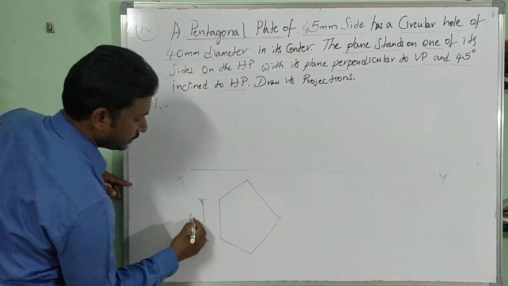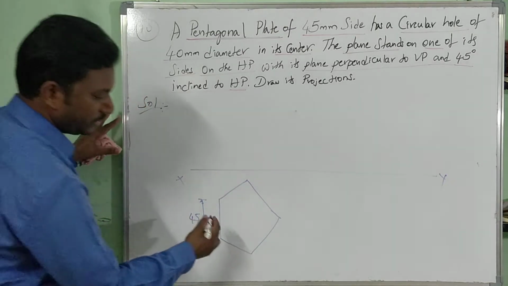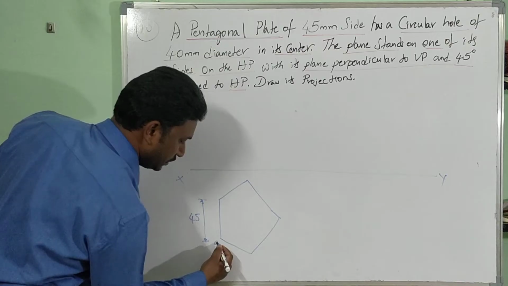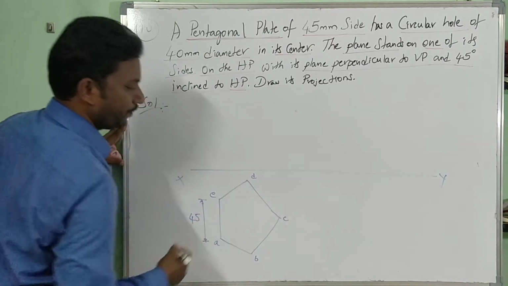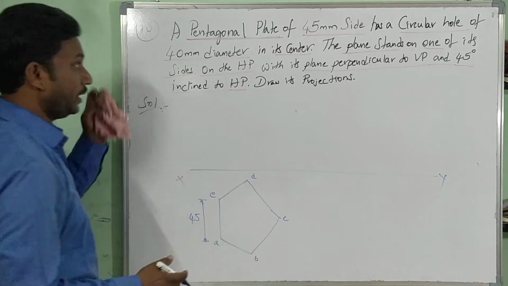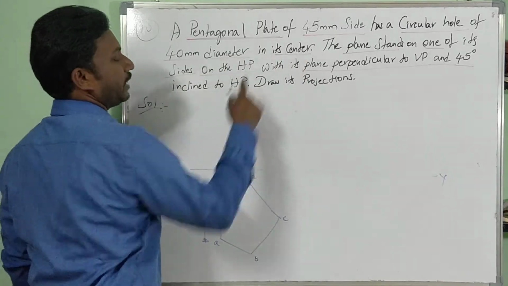Dimension of the plate is 45. Now inside this you are supposed to construct the circle. Before this you can do the notations for this: A, B, C, D, E. Circle, right? You see this? It has a circular hole of 40 mm diameter at its center.